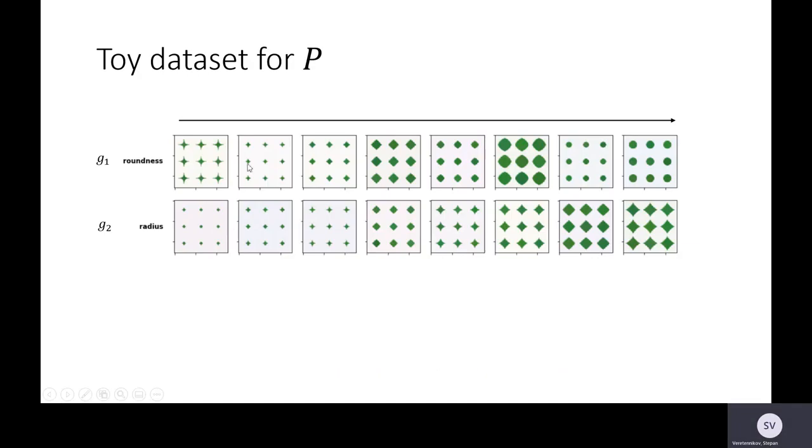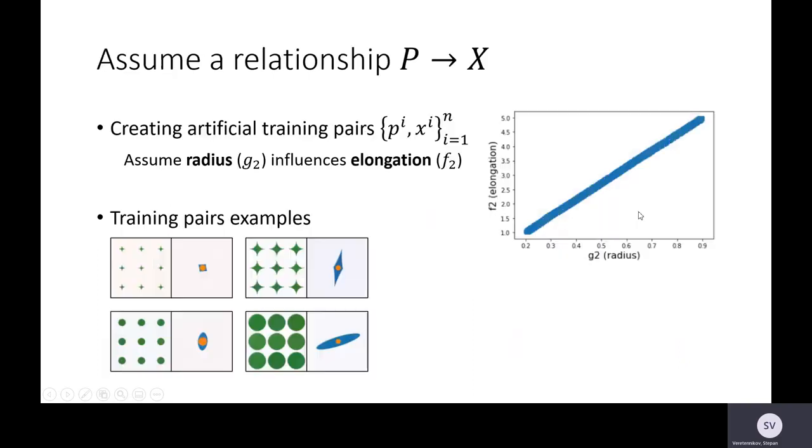The data set for P looks like this. Roundness, again: the lowest value looks like a star, and the highest value looks like a circle. And the radius is also a very apparent feature. This is the smallest value of radius, and this is the largest value of radius.